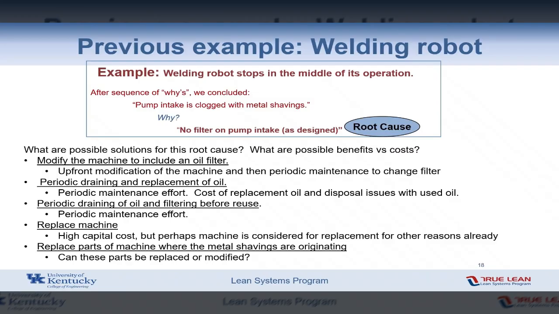A welding robot often stops in the middle of its operation. The cause we determined was metal shavings clogging the hydraulic pump intake, because there is no filter on the pump. Thus, the root cause is that the system was designed with no filter on its pump intake. What are some ways we could address this?